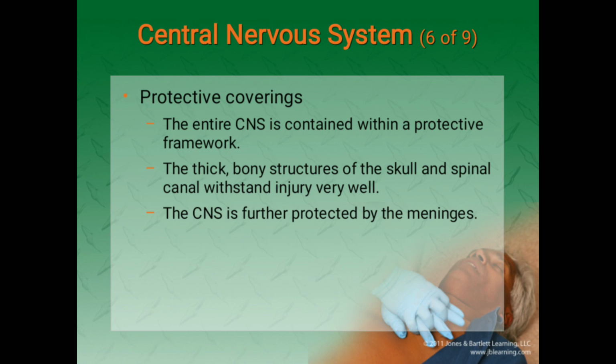And if we talk about protective coverings, the entire central nervous system is contained within a protective framework. The brain is covered with meninges, which we will discuss later, and the spinal cord is covered with the vertebral column. The thick bony structures of the skull and spinal canal withstand injury very well. This means that when you face any kind of injury, your body has protective coverings around these sensitive parts.